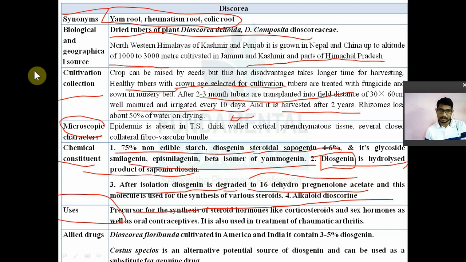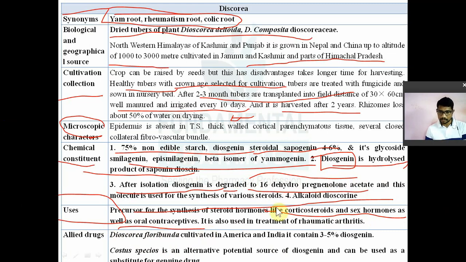As the name indicates, it is a yam root, a rheumatism root. So, it is used in rheumatism also. It is a precursor for synthesis of steroid hormones like sex steroids and corticosteroids, and vitamin D. Steroid hormones and sex steroids can be synthesized from this diosgenin, and it is an oral contraceptive.